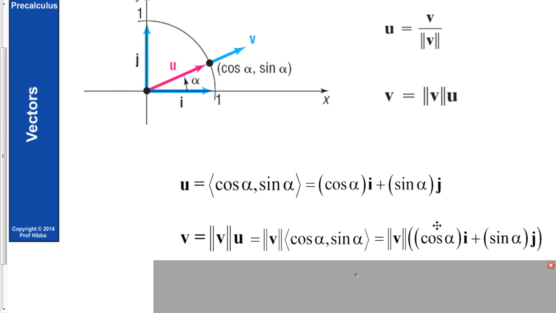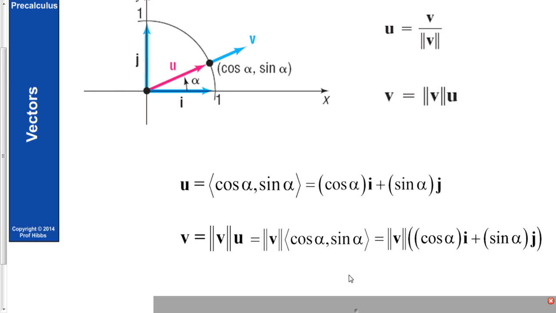So here then we see we're going to define v as the magnitude of v times the unit vector u. Well, here's the unit vector u, okay? And so we can think of this vector v in terms of the component form, or we can think of it in terms of the form with i's and j's, okay? Either way is appropriate and useful for us.